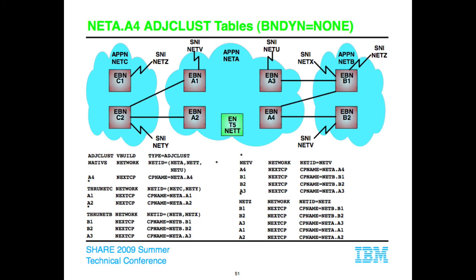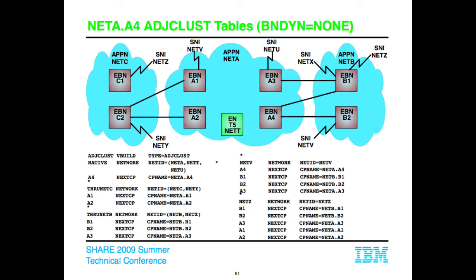And from A4's perspective, you'll notice, if A4 is trying to get to net B, A4 would try B1 first. If that didn't work, he would try B2 second. If that didn't work, he could go through his peer border node A3 and get over there also. So that's another example of how this would work.